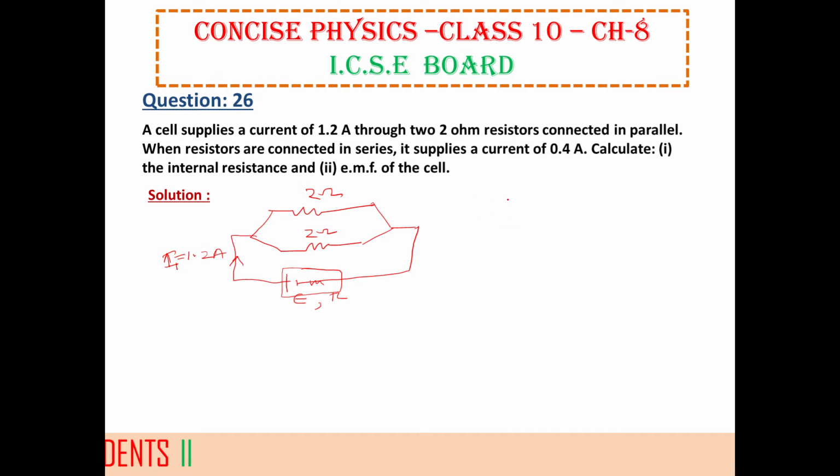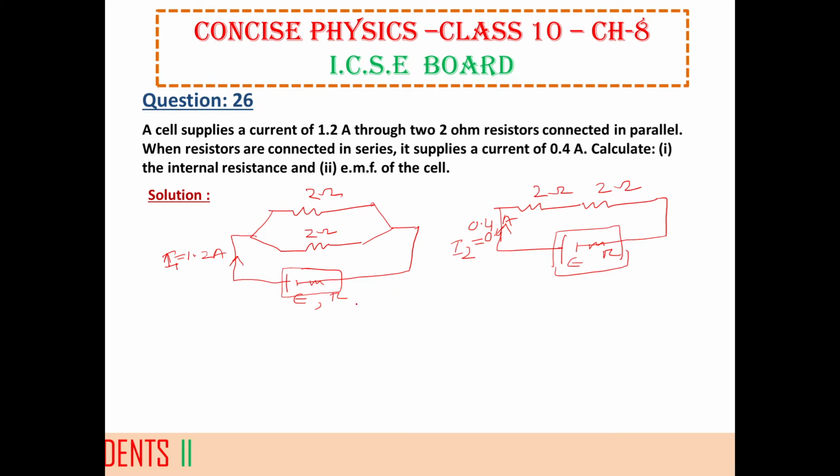Now in the second case, when the same resistors are connected in series with the same battery, with EMF epsilon and the same internal resistance, the current flowing through this circuit, I2, is equal to 0.4 ampere. These are 2 ohm, 2 ohm, 2 ohm, 2 ohm. Now question number 1: we have to find the internal resistance and the EMF.